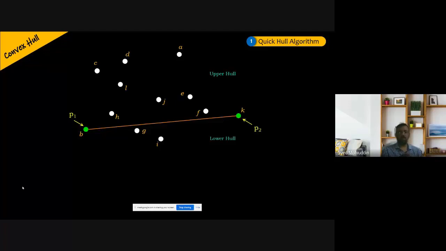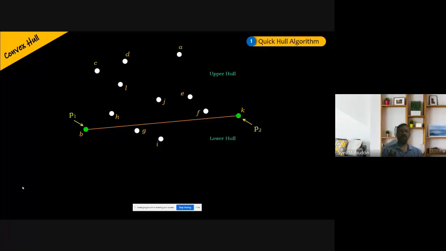Now we need to find another 2 points in the upper hull as well as the lower hull. Now how do we find those 2 extreme points? Like here we have found P1 and P2, 2 extreme points, using the x-axis.